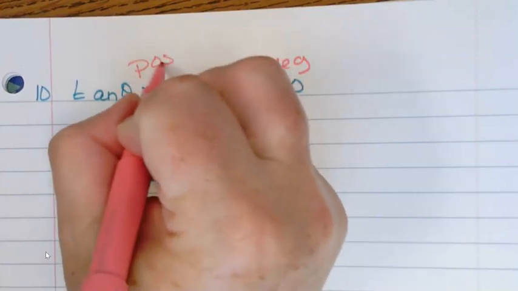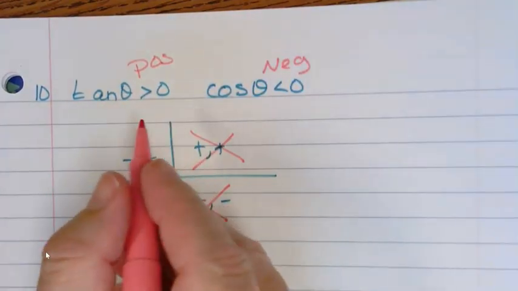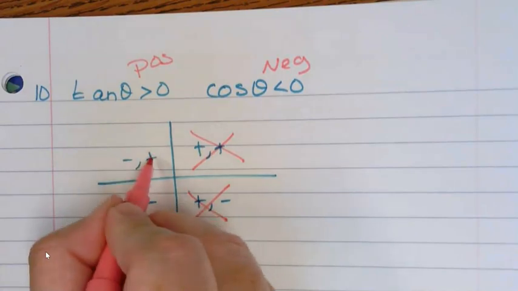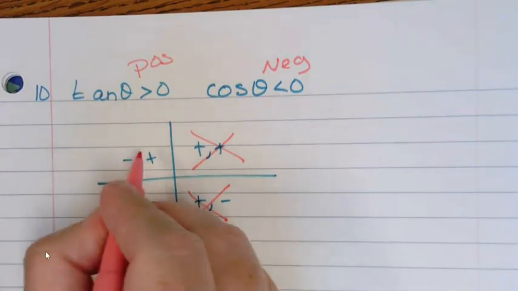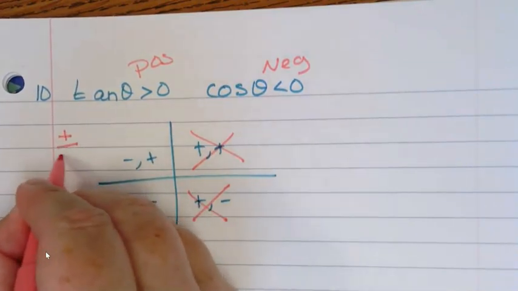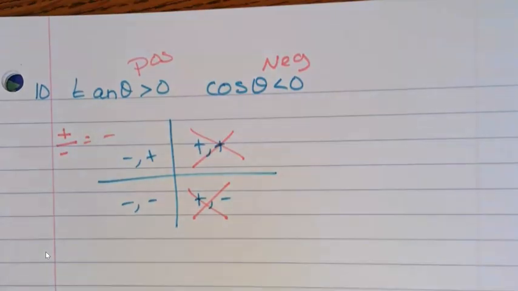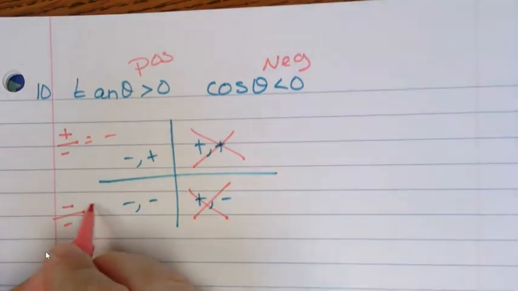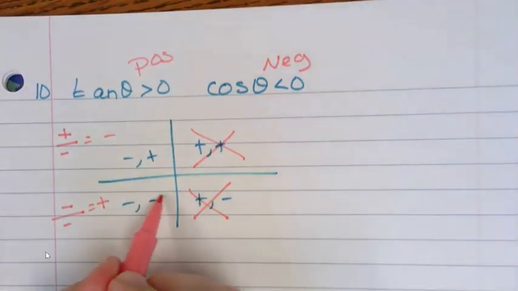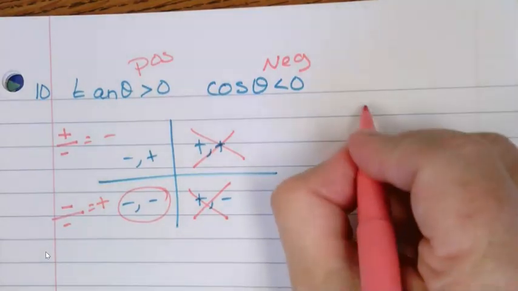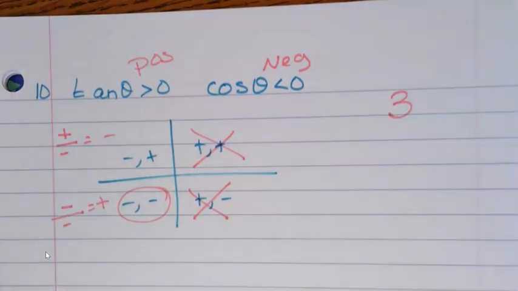Here they want tangent to be positive. And here we're just going to go tangent is sine over cosine. So positive divided by a negative is a negative. And here a negative divided by a negative is a positive. So my answer is right here in quadrant 3.